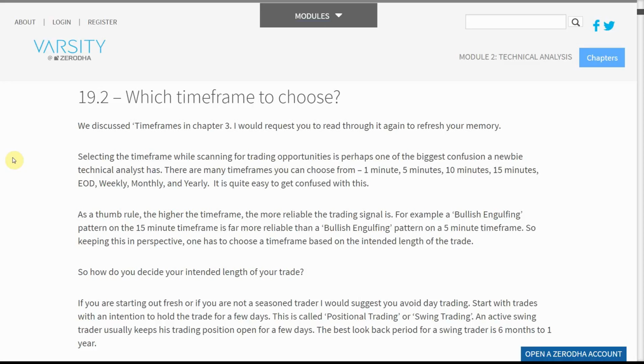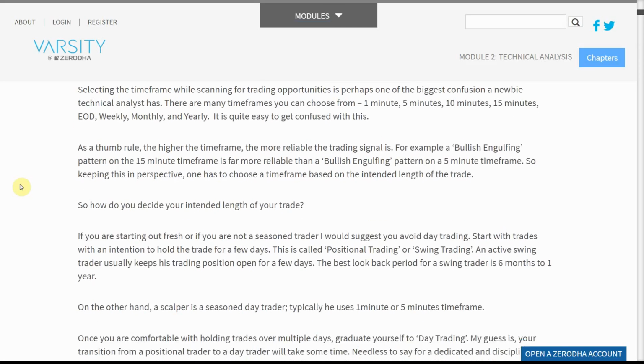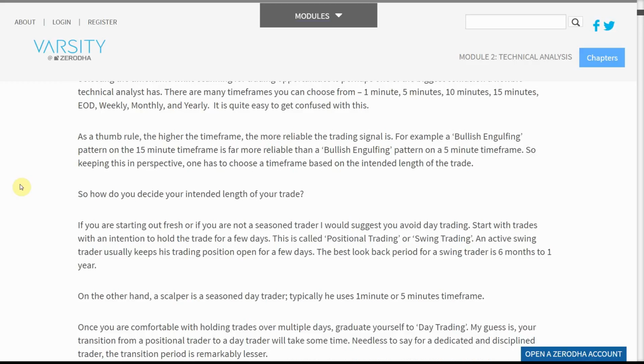As a thumb rule, the higher the time frame, the more reliable the trading signal is. For example, a bullish engulfing pattern on the 15-minute time frame is far more reliable than a bullish engulfing pattern on a 5-minute time frame. So keeping this in perspective, one has to choose a time frame based on the intended length of the trade. So how do you decide the intended length of your trade?